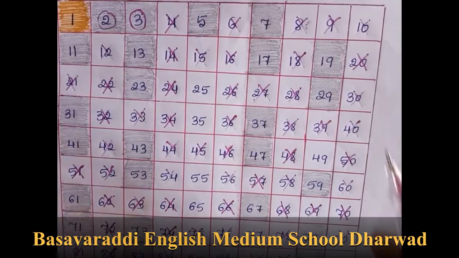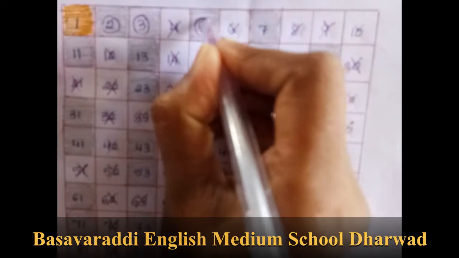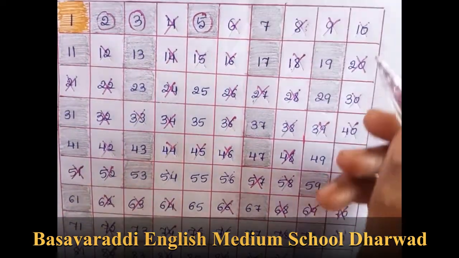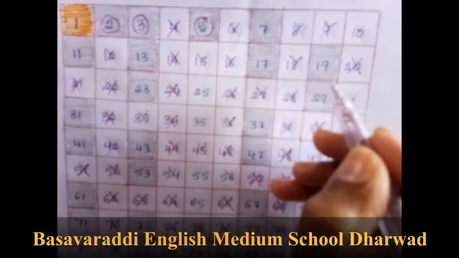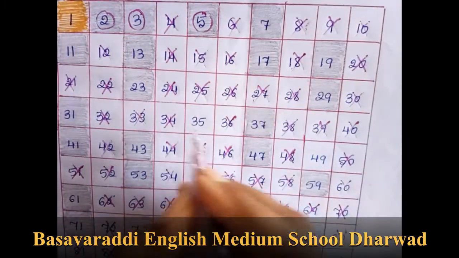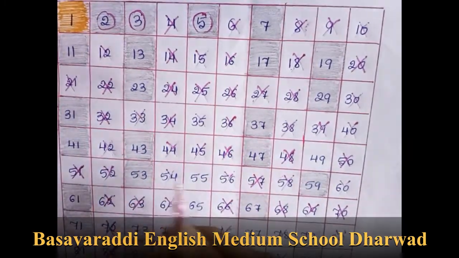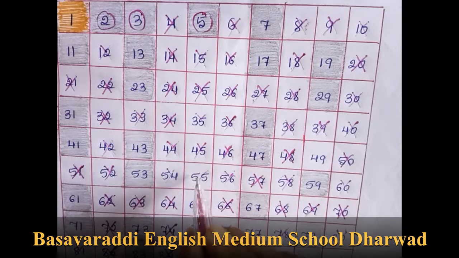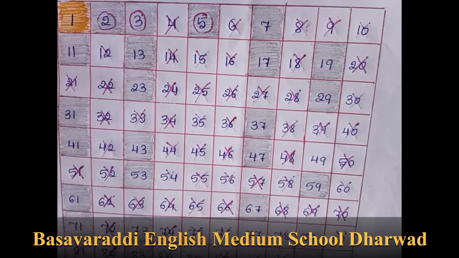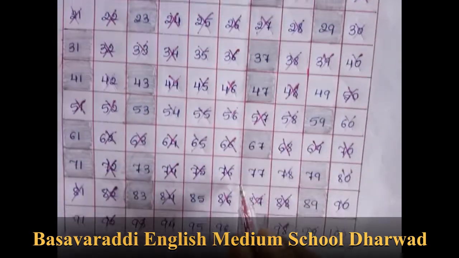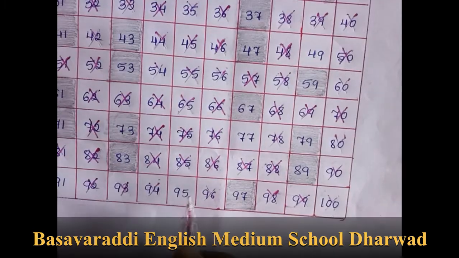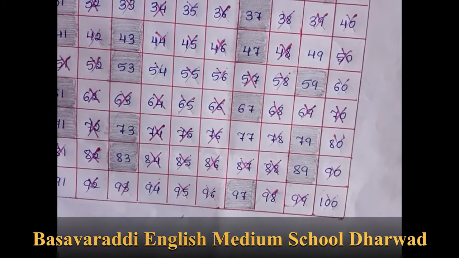Next one, circle the 5 and cross out all its multiples. That means 25, 35 and 55, 65, 85 and last 95.